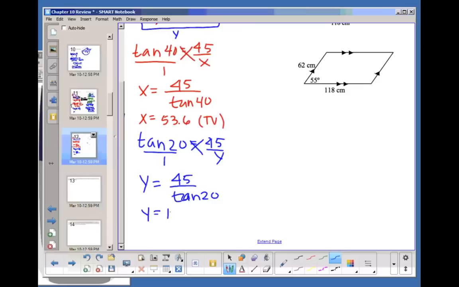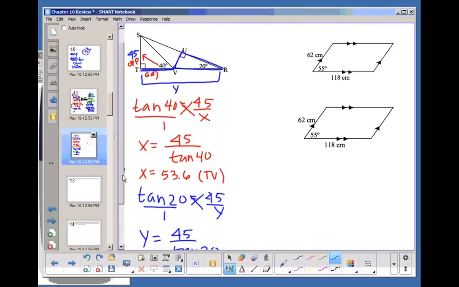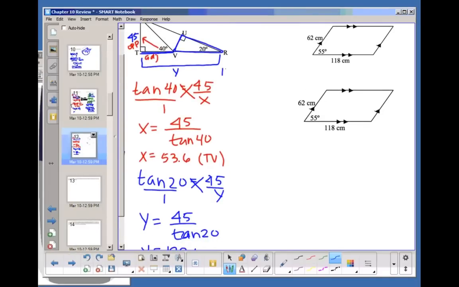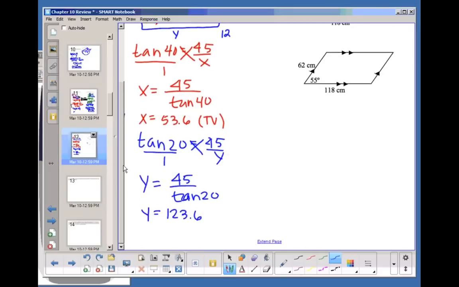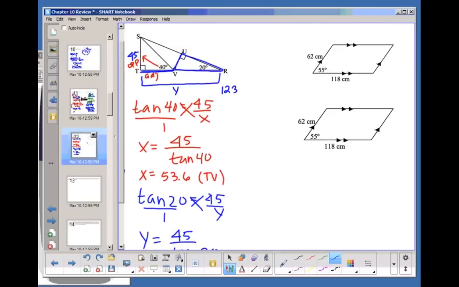So now I found TV and TR. To find VR, I'm going to take 123.6 and subtract TV, which is 53.6, and get the leftovers, which is going to be 70. So RV equals 70.